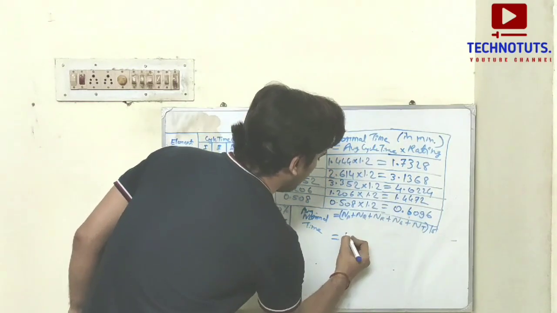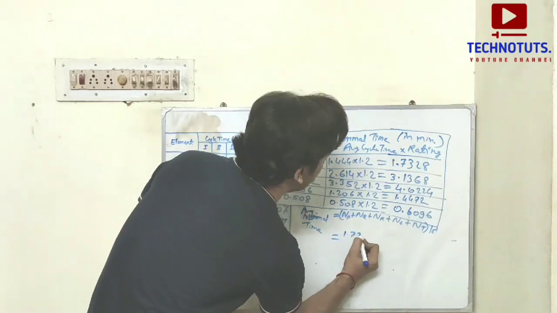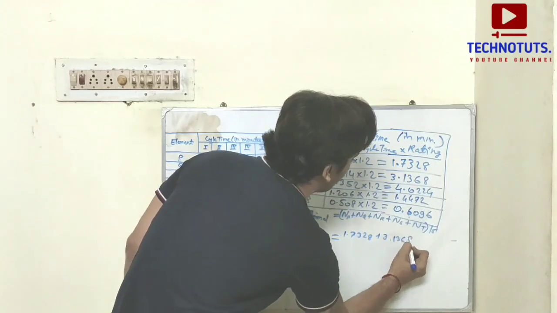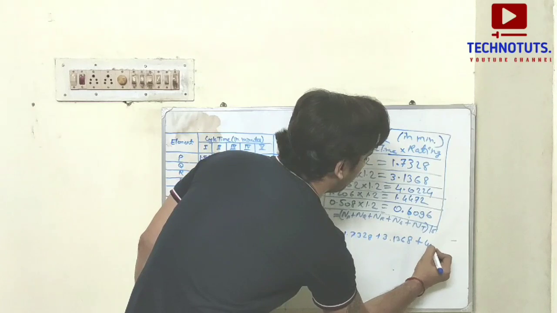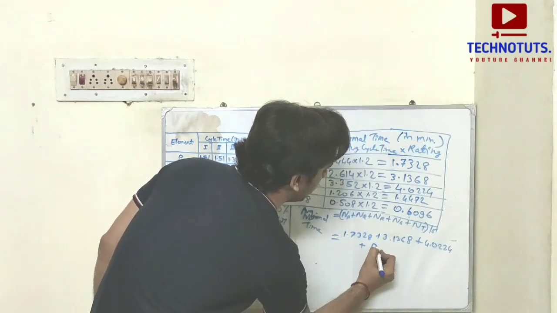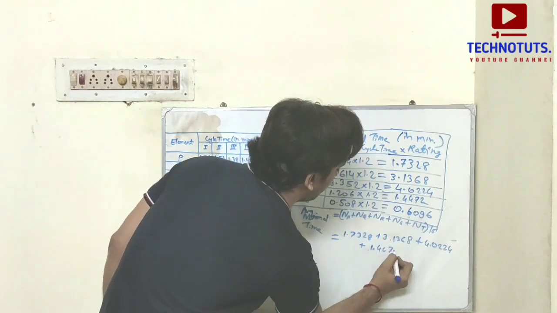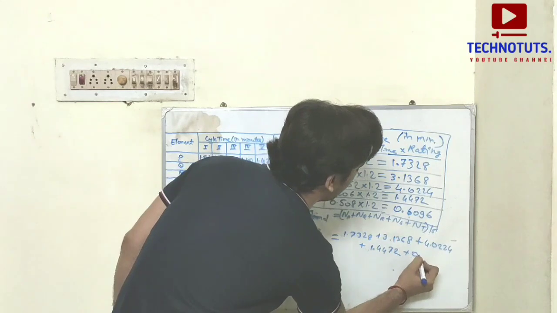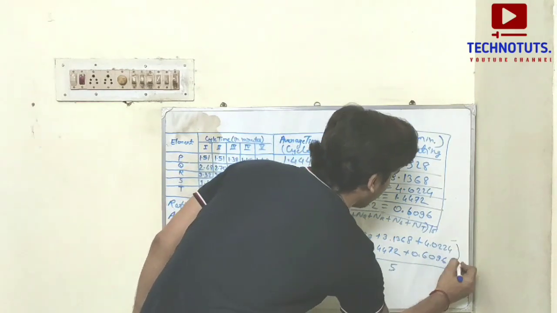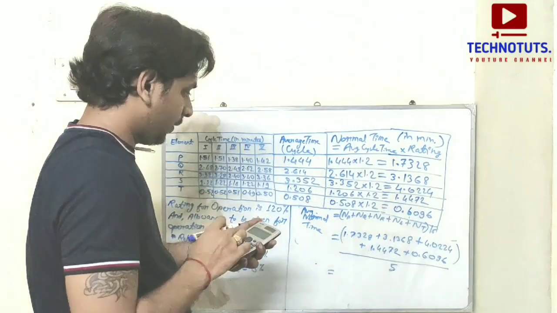It will be 1.7328 plus 3.1368 plus 4.0224 plus 1.4472 plus 0.6096, whole divided by 5. Let us calculate the final answer.